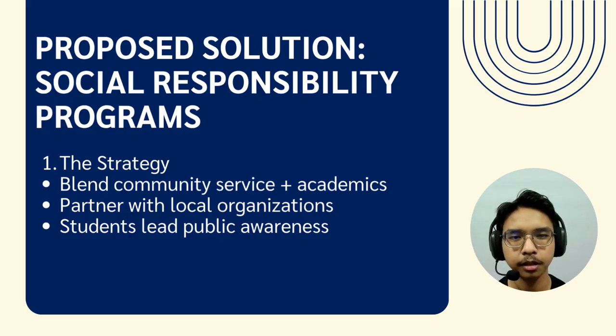Now, I will present our proposed solution to address student unproductivity, which is a social responsibility program. The first strategy is to blend community service with academics. Students can participate in activities such as educational workshops, environmental campaigns, or community projects related to their course. This helps them apply classroom knowledge in real-life situations and increase their motivation to learn.